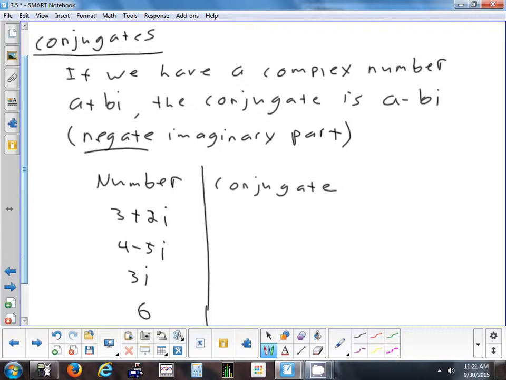Well, to do division, we're going to use what's called a conjugate. Okay, so if you have a complex number, like a plus bi, and you want the conjugate, all you have to do is change the sign of the imaginary part. That's what that word means, negate. Change the sign of the imaginary part. Don't do anything to the real part. Keep that the same.